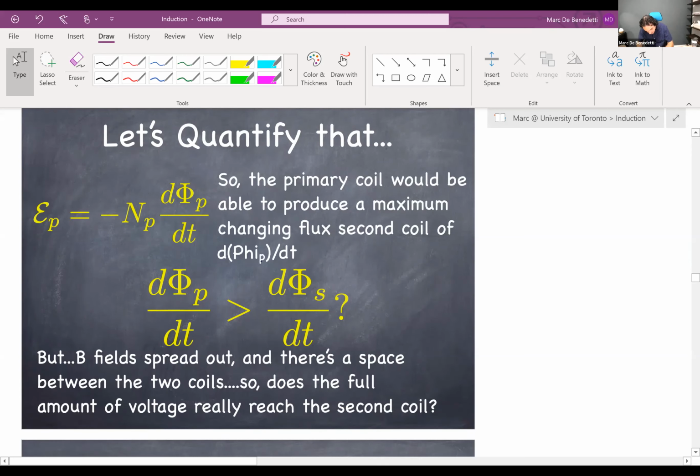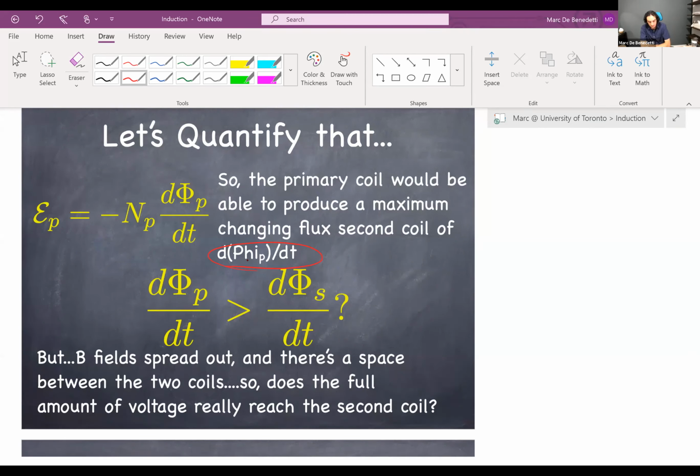That shouldn't be a P, that should be a B. Oh, let me change that to red so you can see it better. Oh, no, that should be a P, primary. Okay, sorry. So here, let's go through this for a second. So the primary coil, meaning the one that is hooked up to electricity, would be able to produce a maximum changing flux of the second coil of d flux primary by dt.